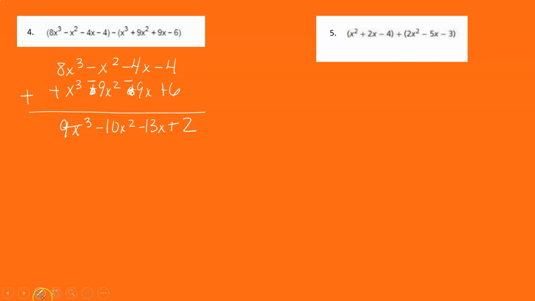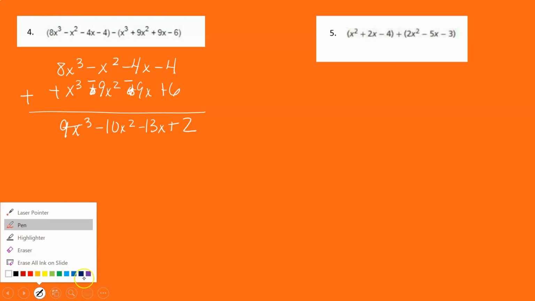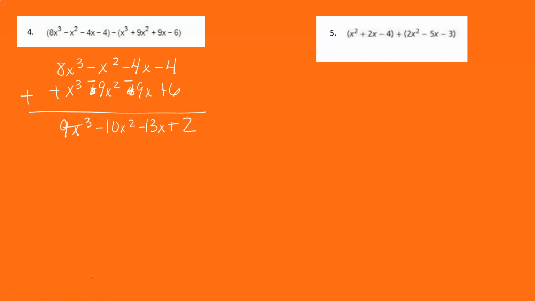All right, we have 2 more. I'm going to stack this one. Oh, no, I'm not going to stack this one. I'm just going to combine. So I have 1x squared and 2 more x squared. We're adding, which gives me 3x squared. I have 2x and negative 5x, which gives me negative 3x. And I have negative 4 and negative 3, which gives me negative 7. Sometimes it's quicker just to go that way.